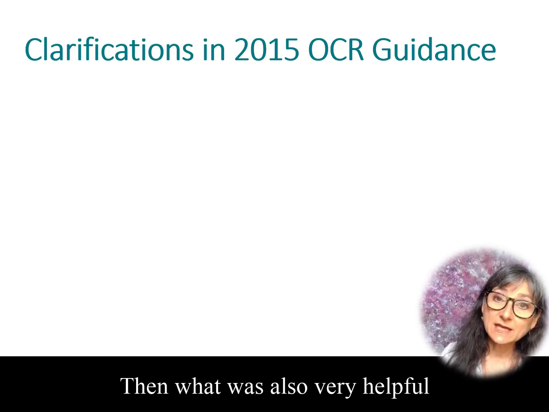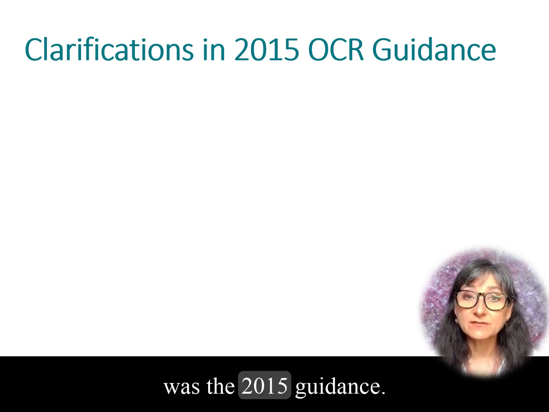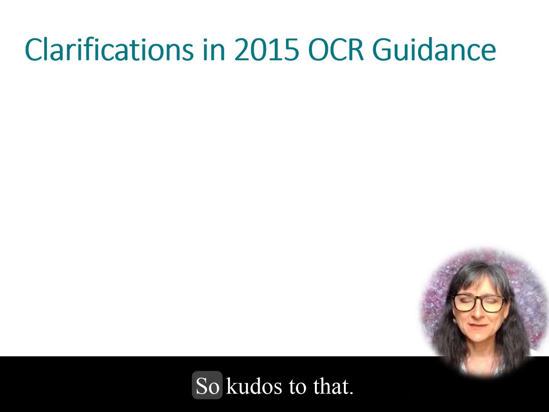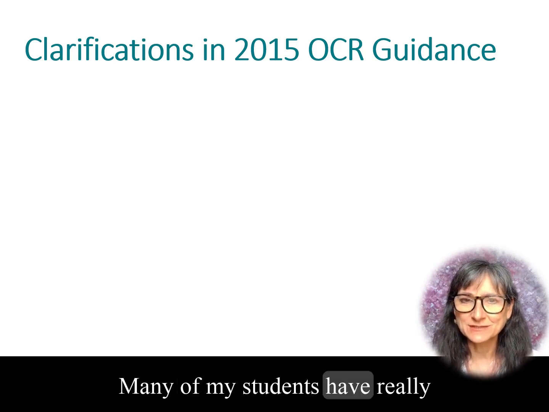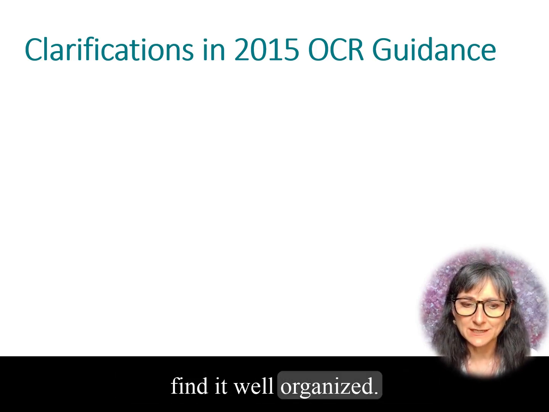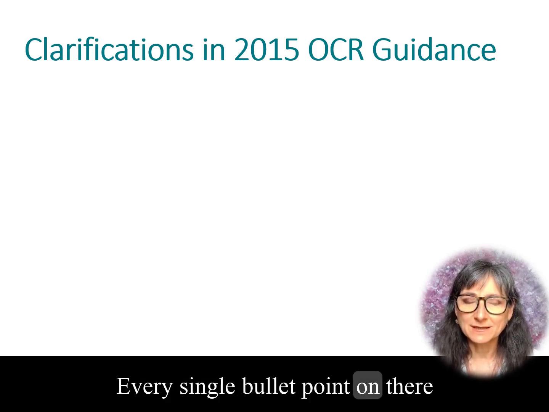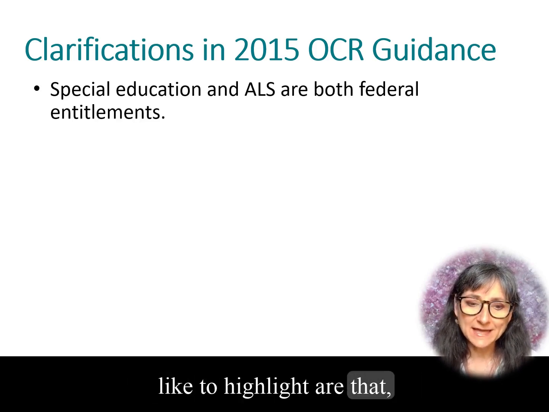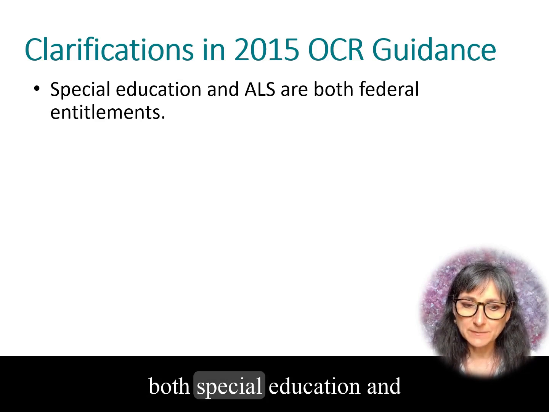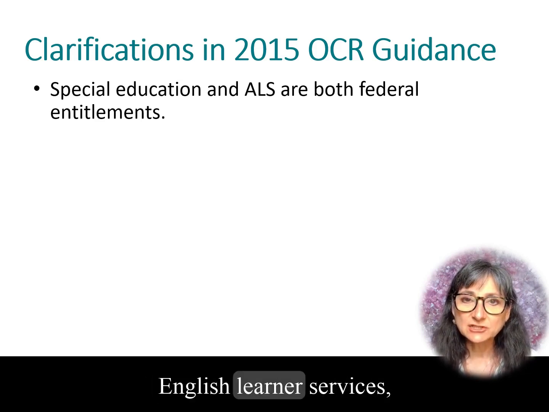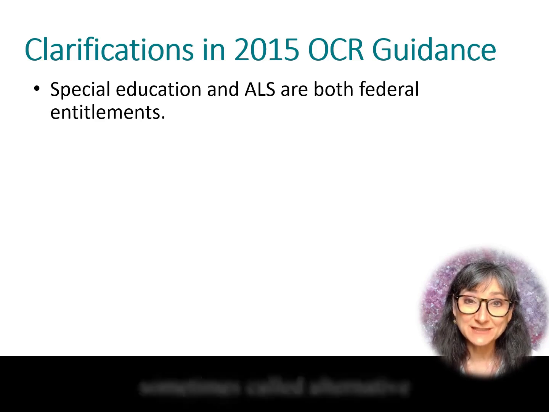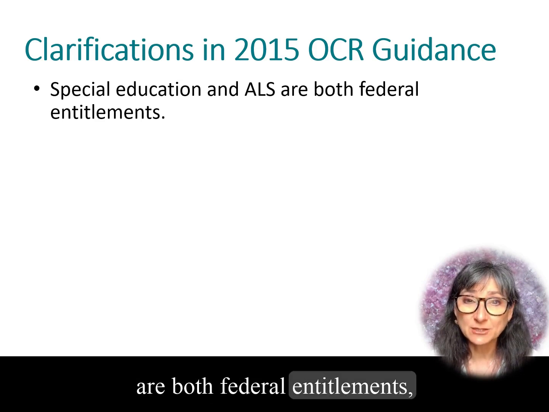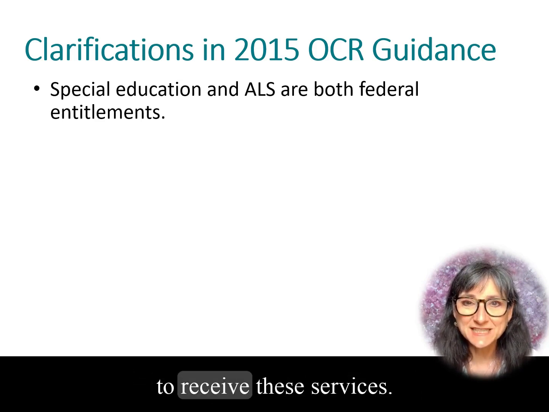Then what was also very helpful was the 2015 guidance. Very well organized, 4 pages with nice bullets. So kudos to that. Many of my students have really appreciated reading that document, find it well organized. Every single bullet point on there is really important. But a couple things that I'd like to highlight are that, as I've said, both special education and English learner services, sometimes called alternative language services, ALS, are both federal entitlements, meaning students are entitled to receive these services.